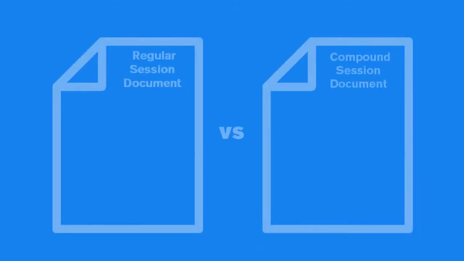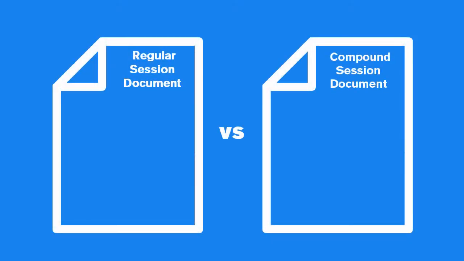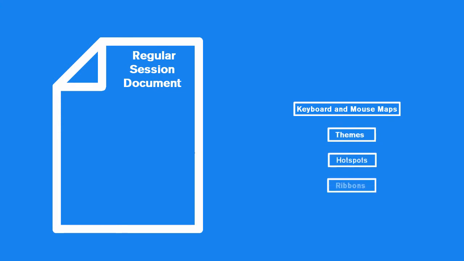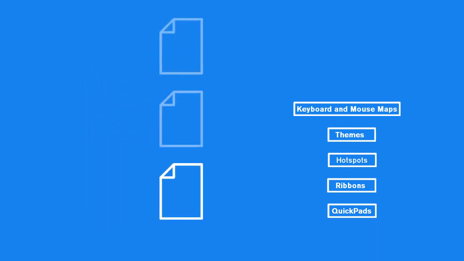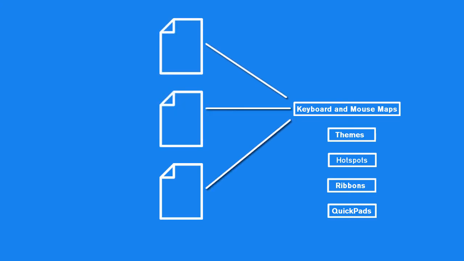Let's take a quick look at the difference between regular and compound session document files. When you save sessions in regular session documents, the settings for keyboard and mouse maps, themes, hotspots, ribbons, and quick pads are all saved in separate files. This offers a lot of flexibility for sharing common configurations when you are deploying a number of sessions. For example, you could use one keyboard map file for several session document files. But all of these files must be deployed to specific locations so that Reflection can find them.